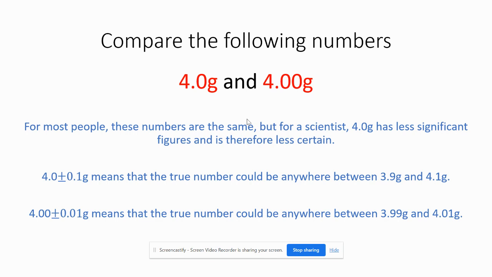4.0 has an uncertain value where this 0 is. That means it is plus or minus 0.1 grams. That means the true number could be anywhere between 3.9 grams and 4.1 grams. Our second recorded number, 4.00, has the final digit uncertain, which means it is plus or minus 0.01 grams. The true number could be anywhere between 3.99 grams and 4.01 grams. This second value is clearly more certain than our first value.